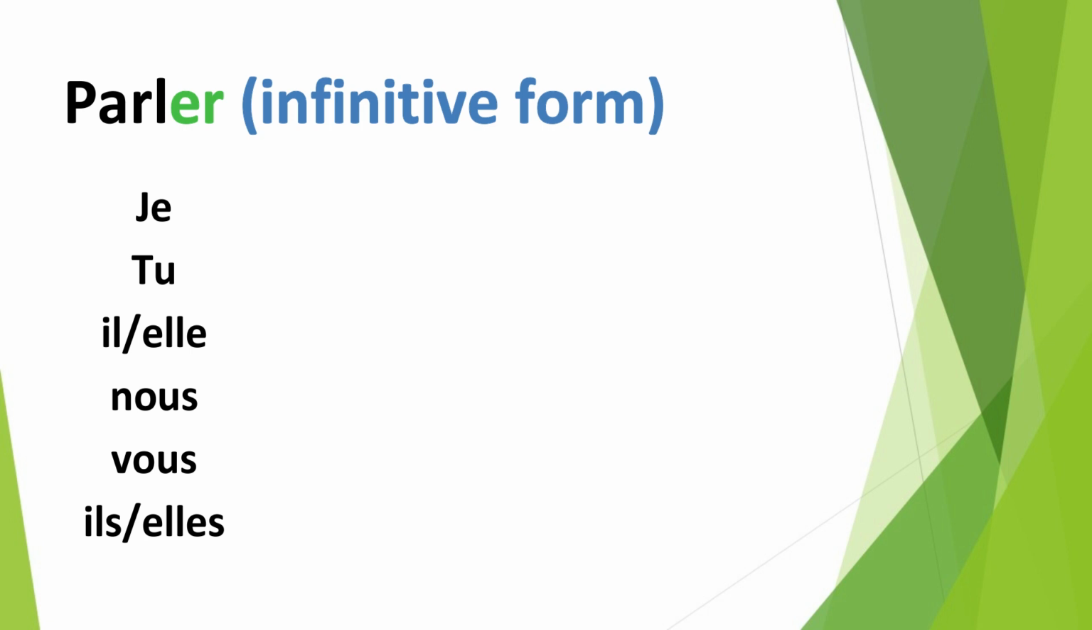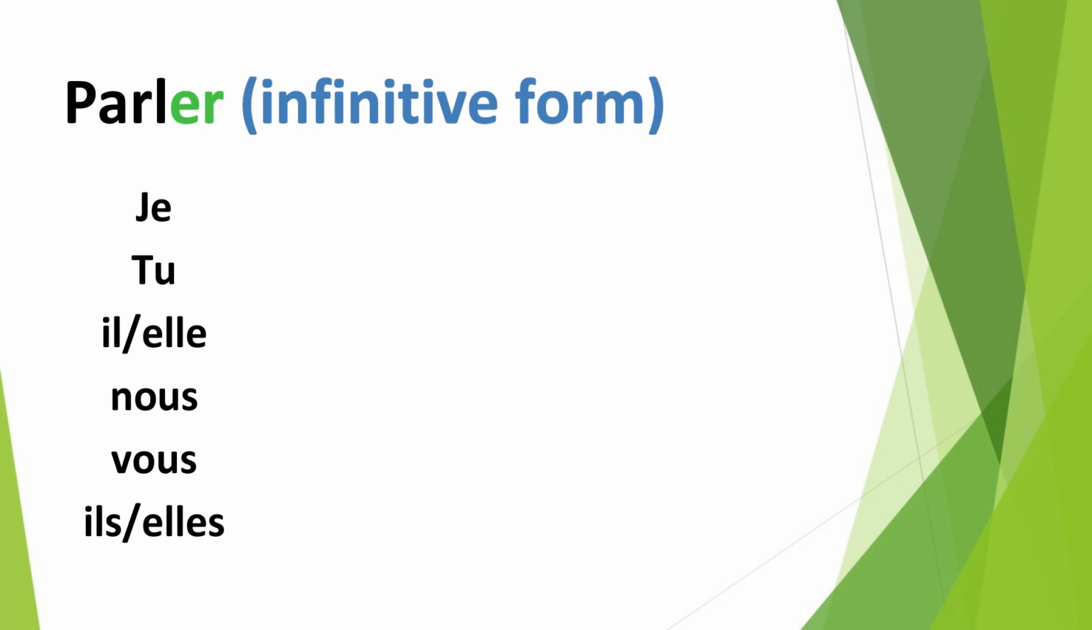So how to conjugate these verbs? There is a trick, guys. If I explain one simple ER verb to conjugate, you can conjugate all other ER verbs on your own. It's pretty easy, right? So let's see how to conjugate an ER verb. You have the verb parler, which is an ER verb, and you see ER is highlighted here. For conjugation, of course, you know the subjects: je, tu, il, elle, nous, vous, ils, elles. The subjects are going to be fixed.